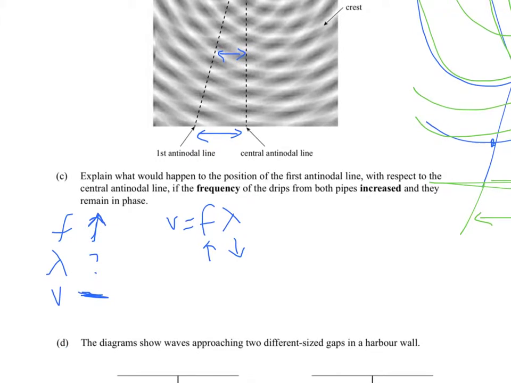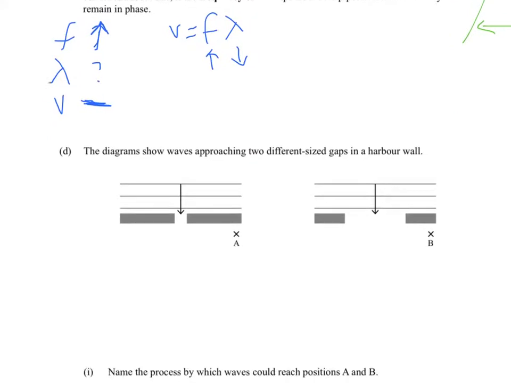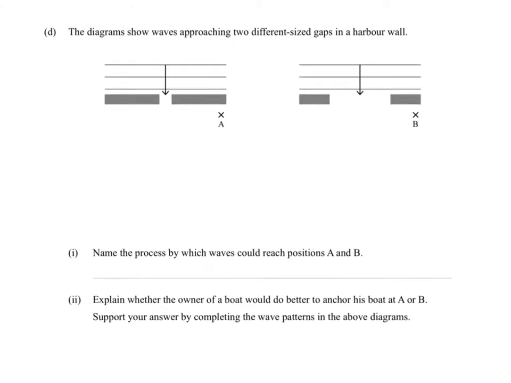Just double check the frequency. What would happen to the position of the first antinodal line? So it will get closer, definitely get closer, because the wavelength has decreased. Yeah. And you can demonstrate with the diagram conclusively.